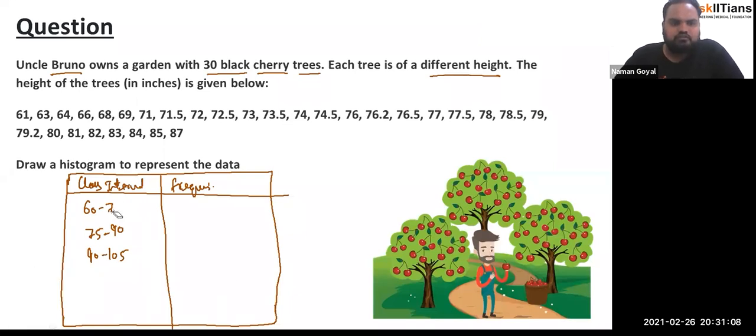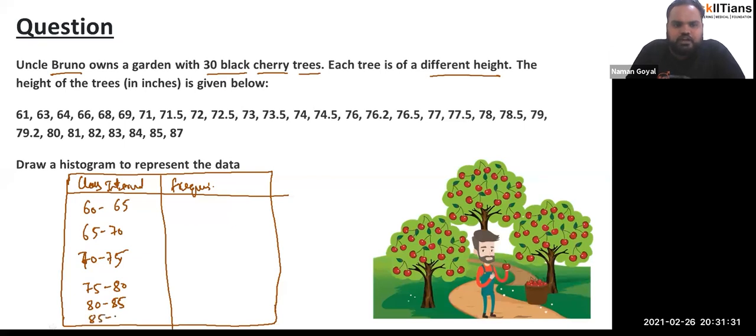You can take smaller because the heights are only up to 85, so taking such big intervals is of no use. 60 to 65 is fine. 65 to 70, 70 to 75, 75 to 80, 80 to 85, and 85 to 90, right? So how many trees are there whose height is between 60 to 65? 65 is not included in this one. 65 is included in this one.